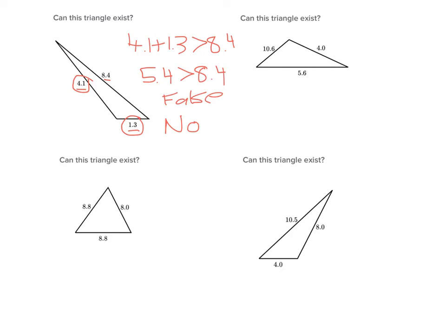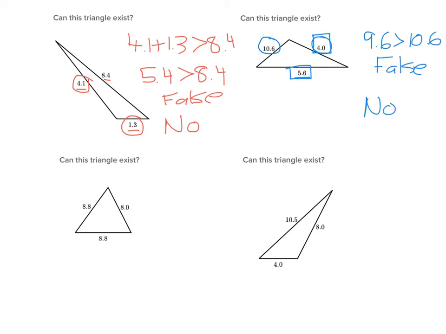This next one we have over here to the right, 10.6, 4, and 5.6. Now, I know if I add 10.6 and 4 together, I'm going to get 14.6. That's greater than 5.6, right? If I add 10.6 and 5.6, I know that's going to be greater than 4. But if I add 4.0 and 5.6, that's going to give me 9.6, which is not greater than 10.6, but it should be. So this again is false. This triangle cannot exist, no.